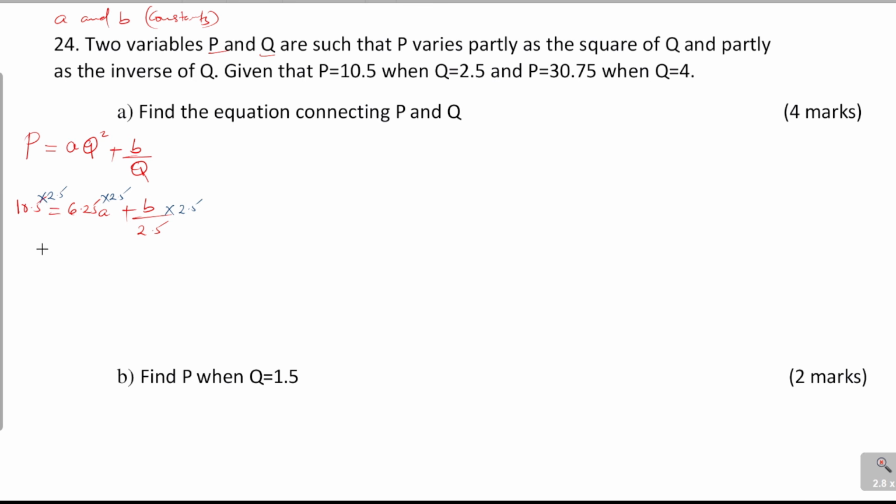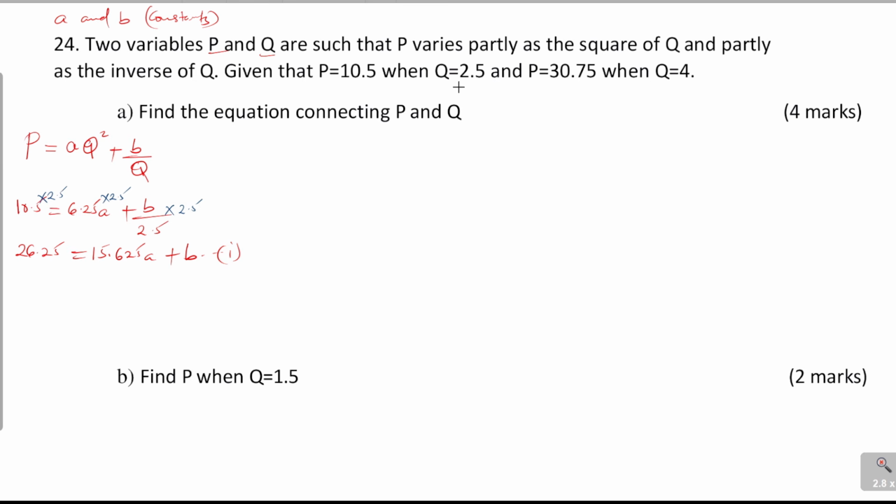10.5 times 2.5, I will get 26.25, is equal to 6.25 times 2.5, that will give 15.625 a. And then here I will have b. So that is the first equation.